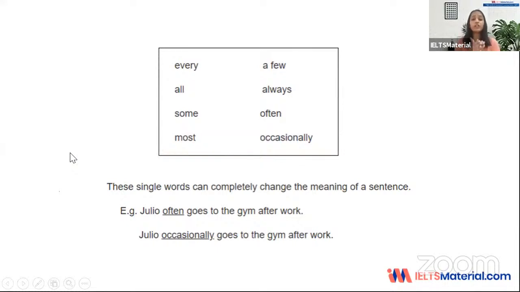Other than this, we also need to be very well acquainted with the qualifying words. One word can totally alter the meaning of the entire sentence. Number one, Julio often goes to the gym after work, and Julio occasionally goes to the gym after work. Are they both the same? Isn't often and occasionally different? Yes. So often means, let's say, 70 to 80% of frequency, and occasionally is like 50-50. So they both are different. Don't get confused when you get such similar questions.